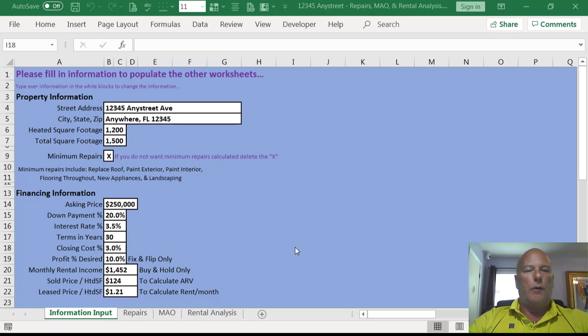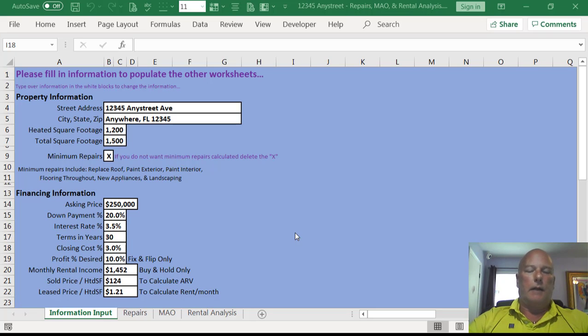But what I'm going to go over is my repairs MAO rental analysis form that I use, and it's an Excel spreadsheet. So it gives you all the facts and figures. It obviously doesn't give you the emotional aspect of it, but if you're an investor, you're not worried about emotional because you're not trying to buy it for your own family. But if you are buying it for your family, then this will give you a good idea.